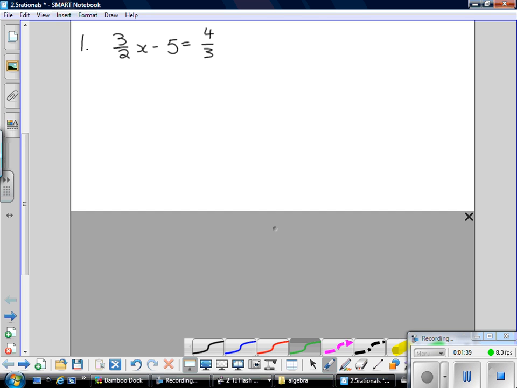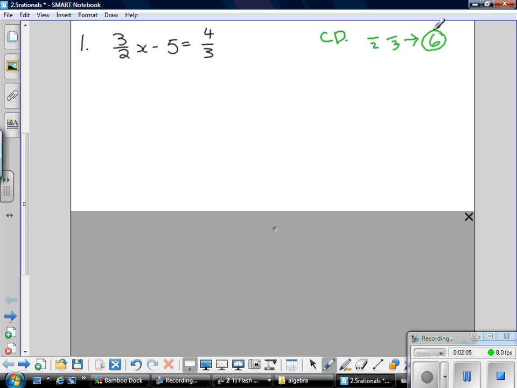If I had to find a common denominator between, let's take a look at our fractions, between 2 and 3, over on the side I'm going to do my thinking. If I had to find a common denominator, I'm going to call it CD, between a 2 and a 3, what number would that be? Well, I think that would be a 6, because that would make a common denominator between them. But what I'm going to do with that 6 is not make a common denominator. I'm just going to multiply everything by 6.